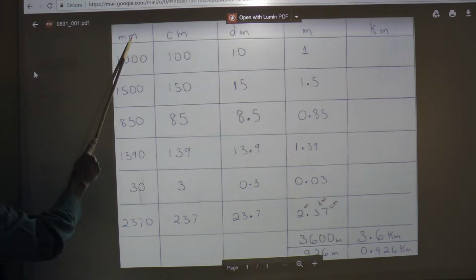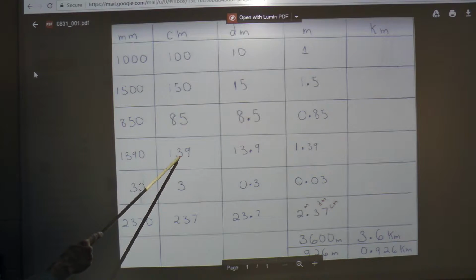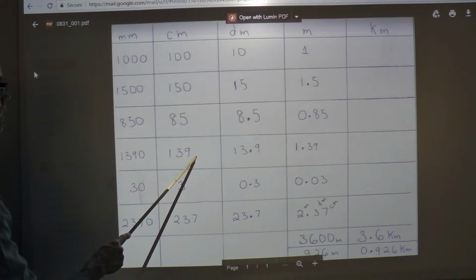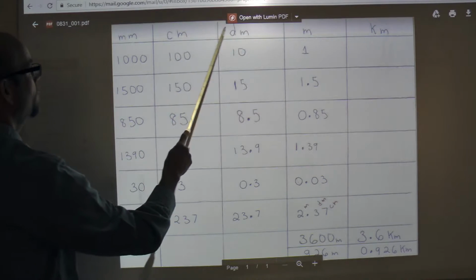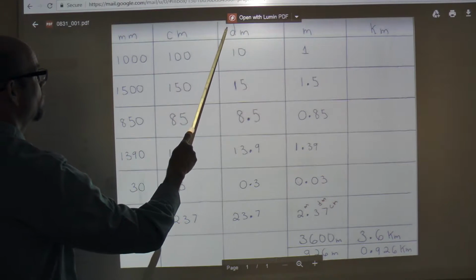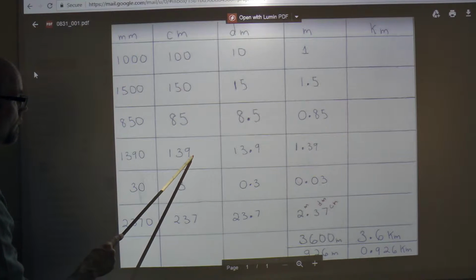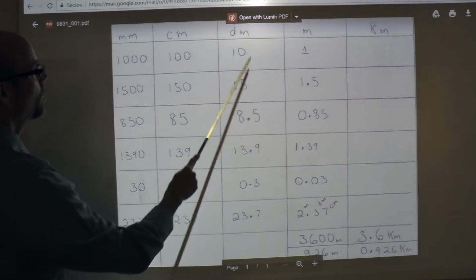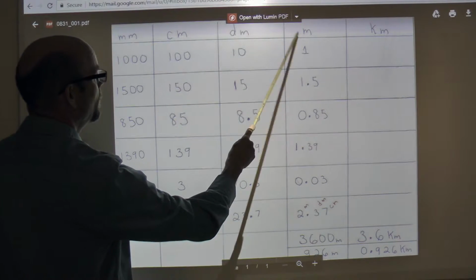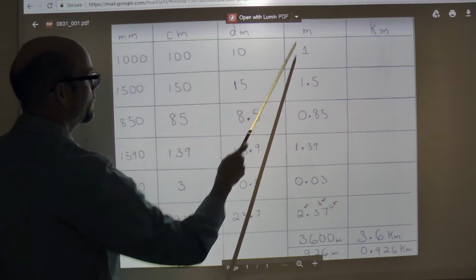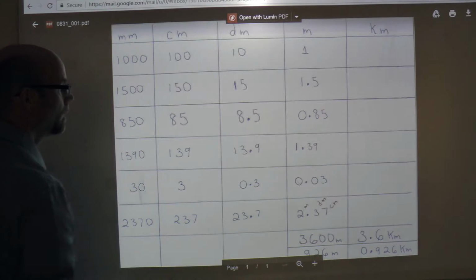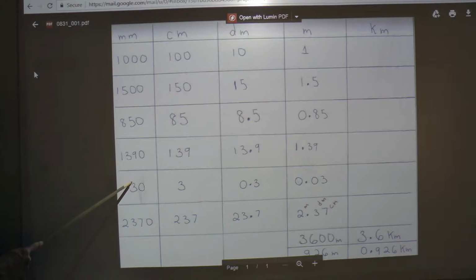1,390 millimeters, we're going from left to right, and when we do so, we lose a 0. 139 equals 139 decimal 0. Watch how the decimal moves. From centimeters to decimeters, you're moving one place to the right. The decimal moves therefore one place to the left. Watch how this decimal will move. We're going from left to right one place. And the decimal will move one place to the left. 1.39. What if we had 30 millimeters?